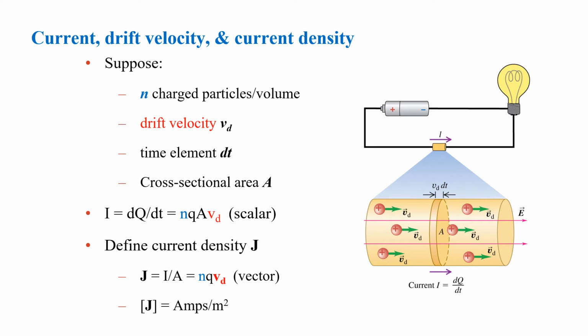We can also define the current density J, which is a vector quantity, since the drift velocity can also be a vector quantity. The current density J is equal to I divided by area A, and that's equal to nq times vd, which is a vector quantity. The unit of current density J is ampere per meter squared.